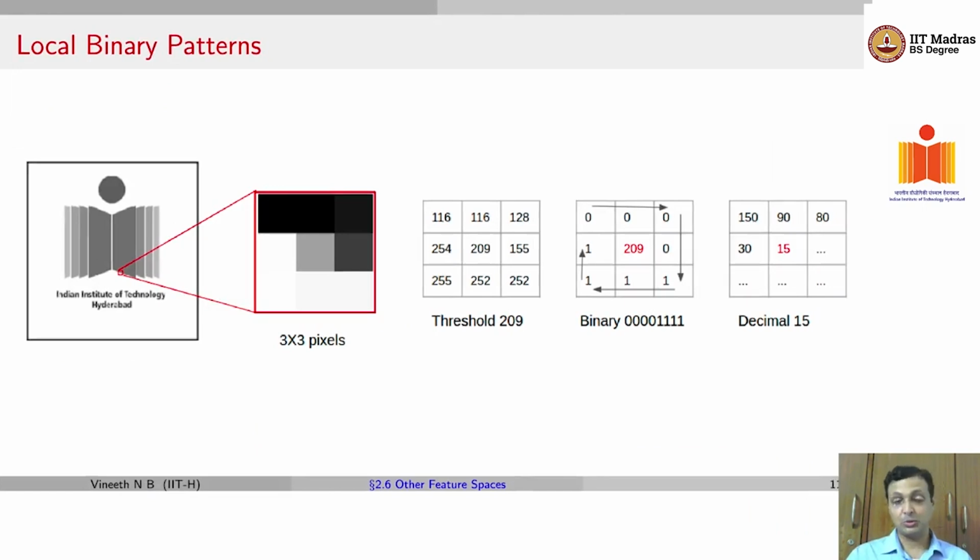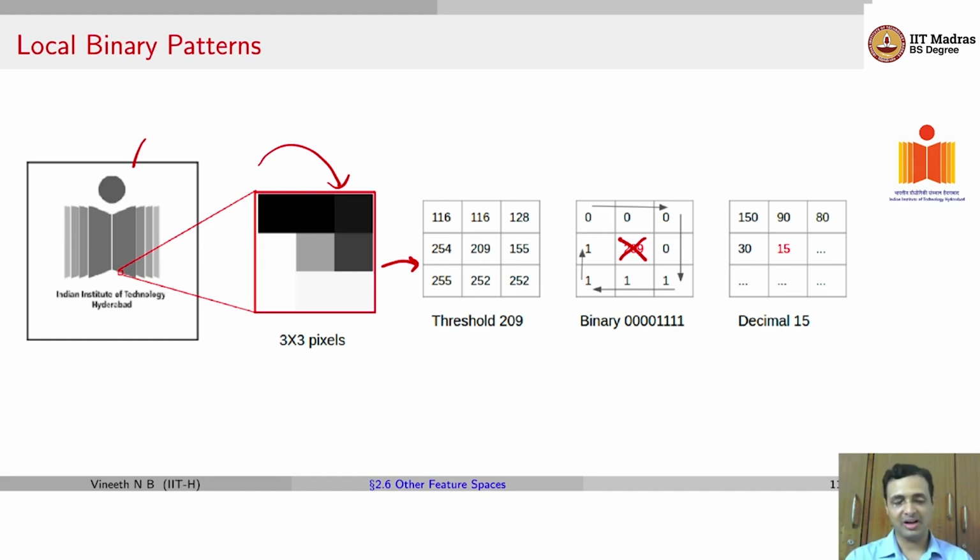Another popular method, which was extensively used for face images in particular, human faces, was known as local binary patterns. Local binary patterns had an interesting idea where, given an image, for every pixel you take, for example, a 3 cross 3 neighborhood around a pixel. So this is the IIT Hyderabad logo. So you consider a pixel and a 3 cross 3 neighborhood around the pixel, write down the intensity values of those pixels.